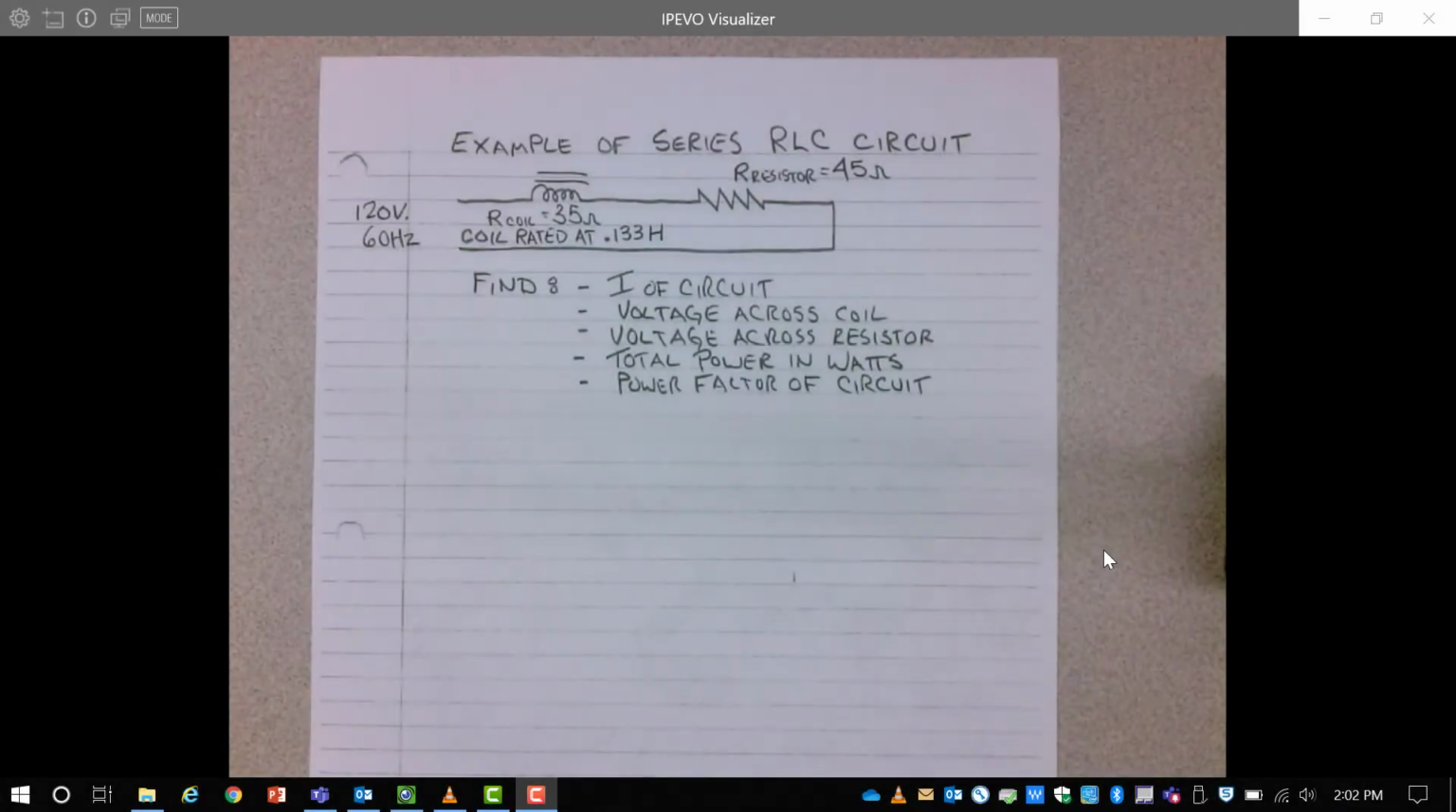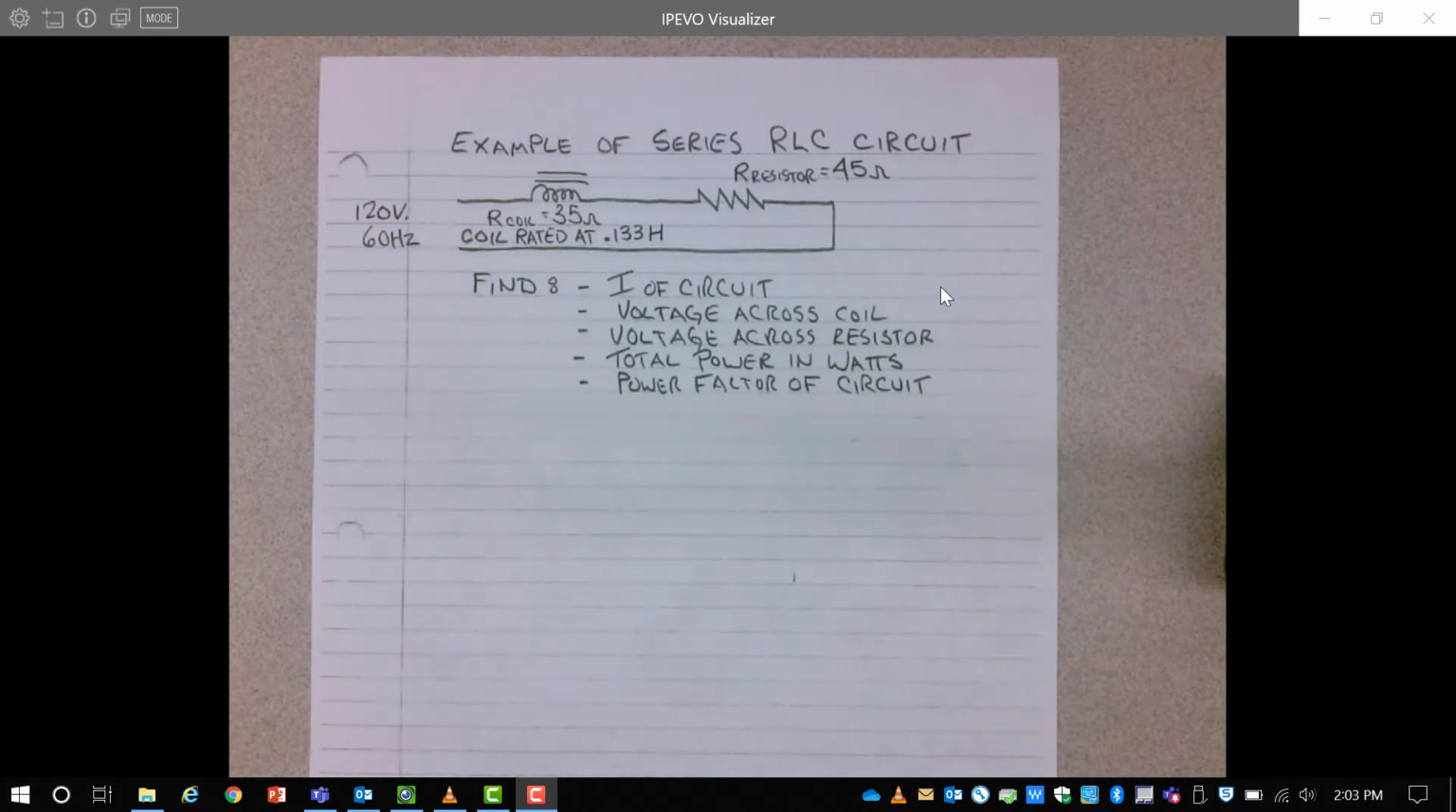Okay, in this video we are going to look at an example of a series RLC circuit. The circuit consists of a coil and a resistor. The coil has a resistance of 35 ohms and has an inductance of 0.133 henries. The resistor has a resistance of 45 ohms.